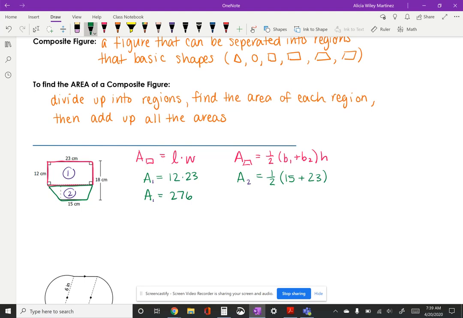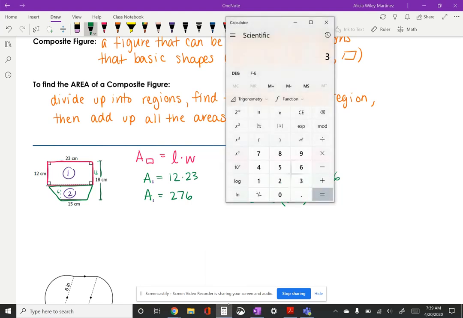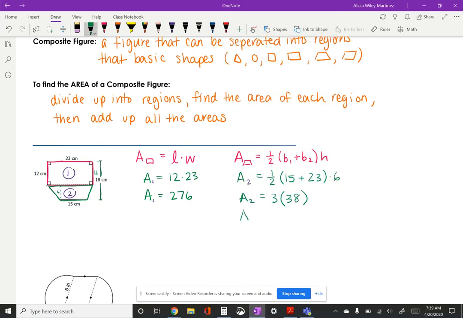Now we don't know that length, but we know that from here, this is 12, and they tell us over here on the other side that the whole length is 18. So then the height of your trapezoid is going to be 6. 6 times 1/2 is 3. 15 plus 23 is 38. Makes it a little bit easier. 38 times 3 is 114.